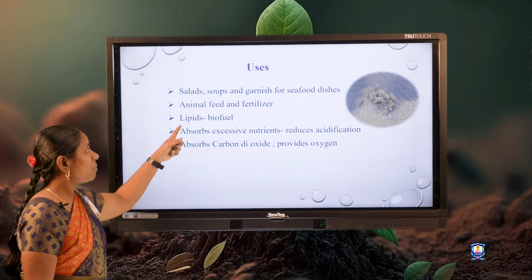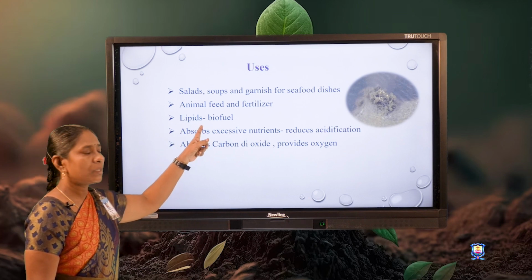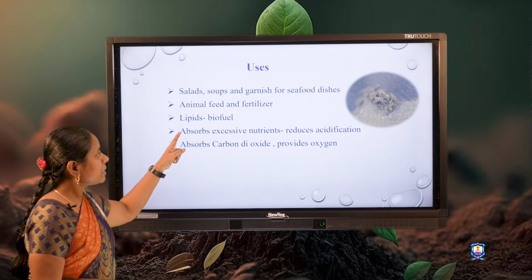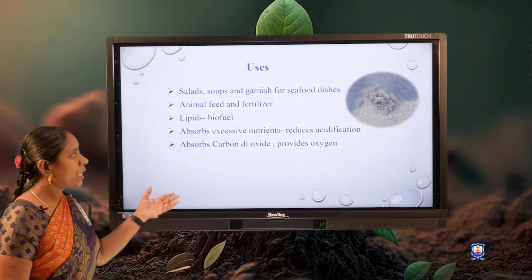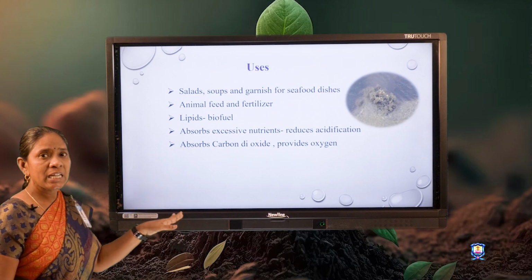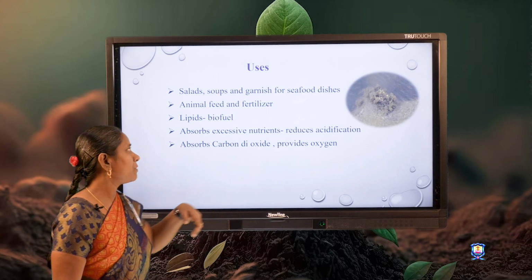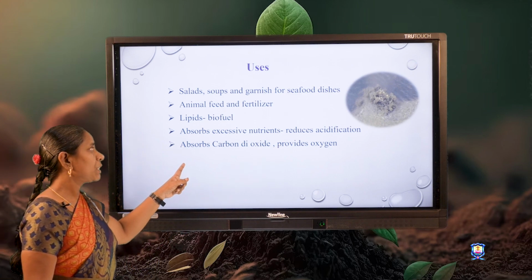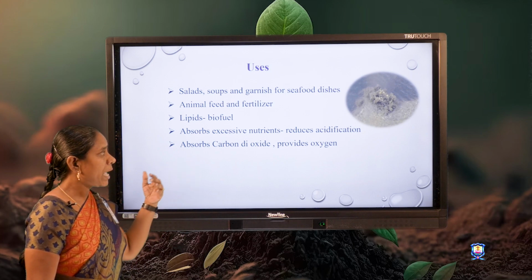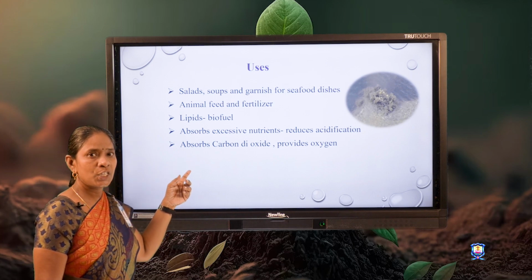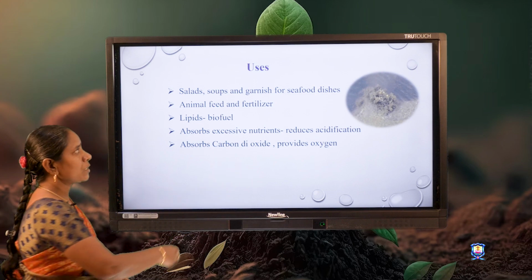The Ulva thallus cells consist of lipids, and that lipid extract is used for the preparation of biodiesel. And this Ulva species absorbs excess nutrients from the water, so it cleans the water surface and reduces the acidification. And during photosynthesis, the Ulva thallus absorbs carbon dioxide, and with the help of water, it prepares starch, and it also provides a higher amount of oxygen when compared to other species.